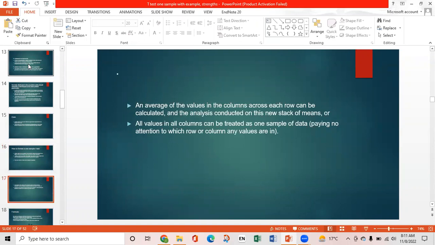An average of the values in the columns across each row can be calculated, and the analysis conducted on this new stack of means. Or all the values in all columns can be treated as one sample of data, paying no attention to which row or column any values are in.